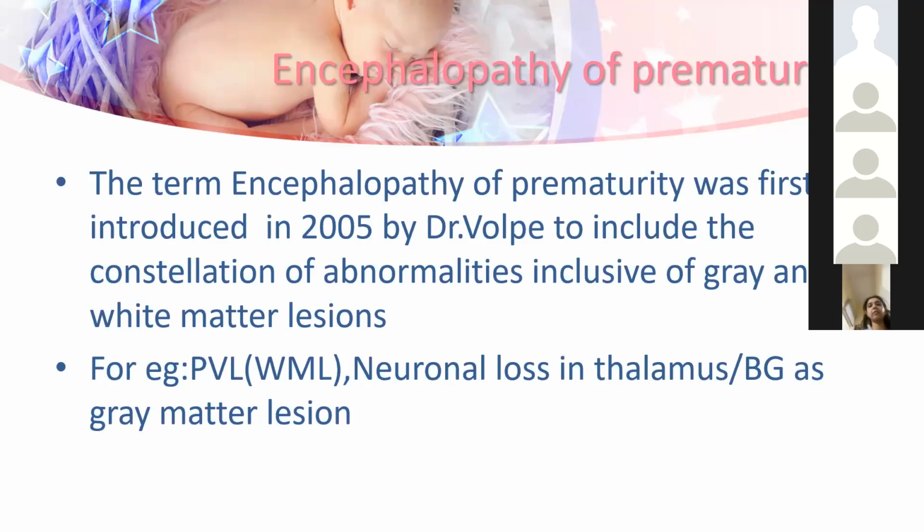If we look at it more carefully, this term includes lesions of the gray matter or lesions of the white matter broadly. The prototype example of a white matter lesion is PVL. A prototype example of a gray matter lesion is neuronal loss in the thalamus or basal ganglia. I mention this because autopsy studies have found that the gray matter most commonly involved in preterm brain injury is the thalamus or the basal ganglia. Now we know that white matter lesion is the predominant type of injury in a preterm brain, which is why PVL forms the core example of encephalopathy of prematurity.